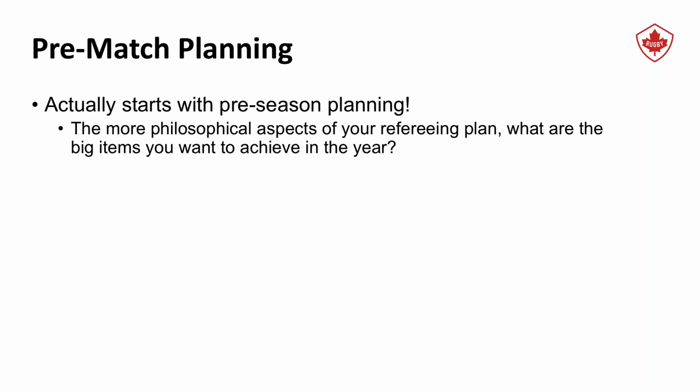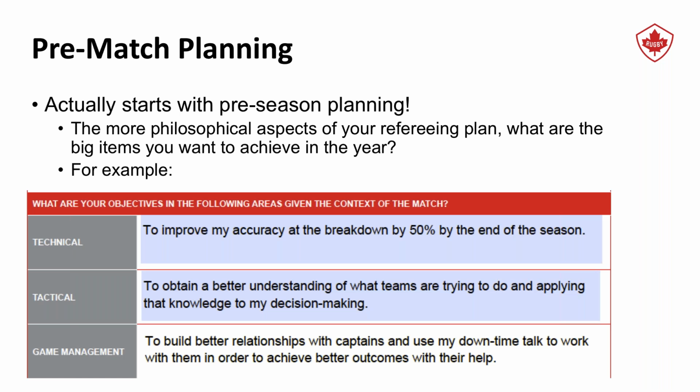So what I've done is looked at how we start with this season planning piece. Let's look at some philosophical aspects of your refereeing plan. What are the big items you want to achieve in the year? That's basically the question we're trying to answer. And as individuals, I would urge you to think about what that looks like for me. For example, I took the 3 key pillars we talked about earlier and put a goal in each of them that I think I can achieve over the course of a season.